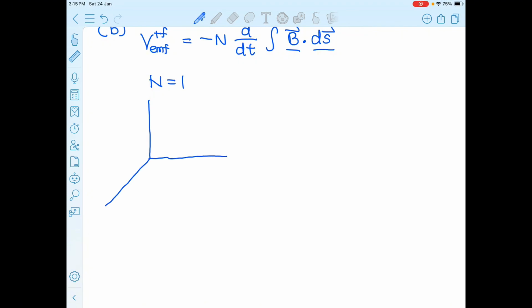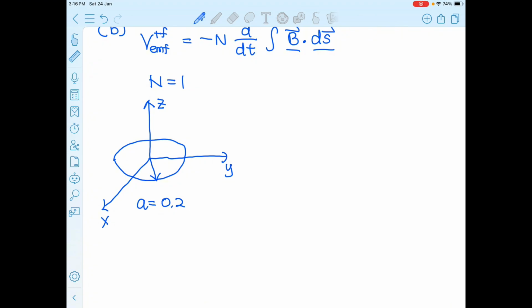So if you draw your loop here, this is a circular loop. This is your loop. So you have Z, you have Y, and you have X. Remember what's the radius? The radius is 20 cm, so it's 0.2.